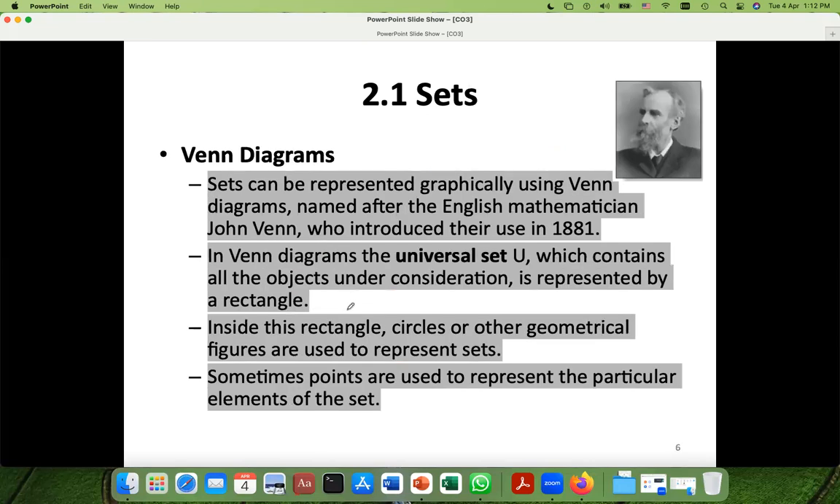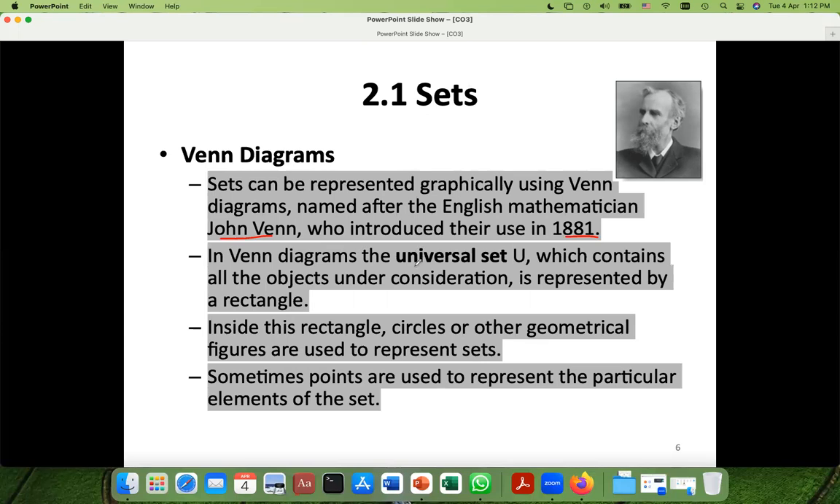And then we have a topic of Venn diagram. There is a person, John Venn, who gave this idea of Venn diagram in 1881. And what is a Venn diagram? We use a Venn diagram to represent different sets diagrammatically, graphically. This is the only use of a Venn diagram. We use it to represent the connection or relationship between different sets graphically.